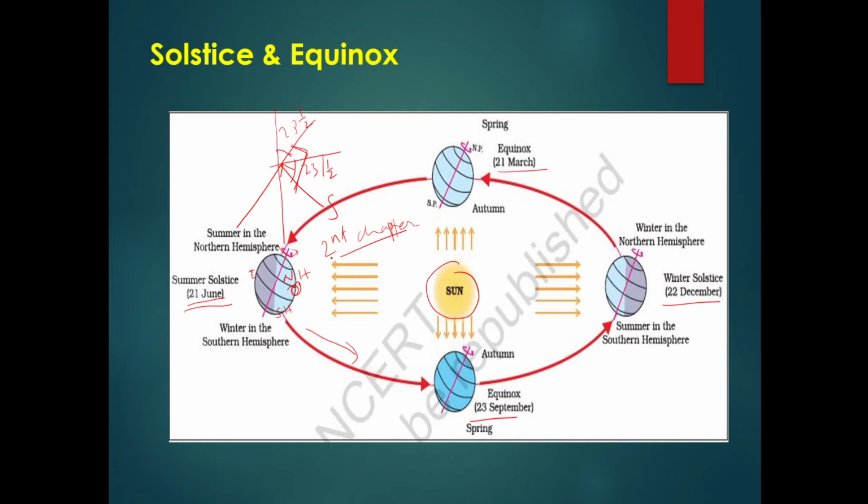Okay, and so up to this region, this area will receive more heat. Okay, however the area beyond this Tropic of Cancer will have slanting rays and will have less heat than this region, the Tropic of Cancer. Okay, so this region will have less heat, and in the area beyond this Arctic Circle the sun does not rise above the horizon.